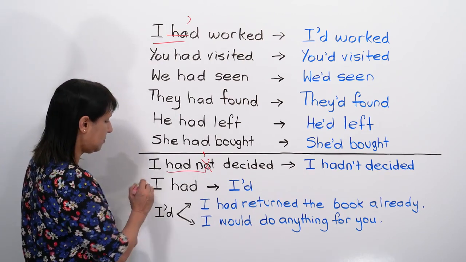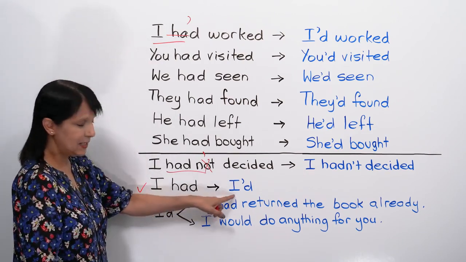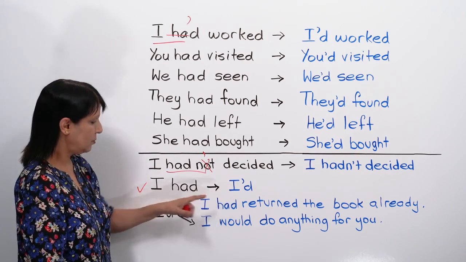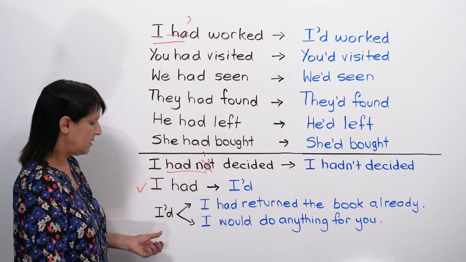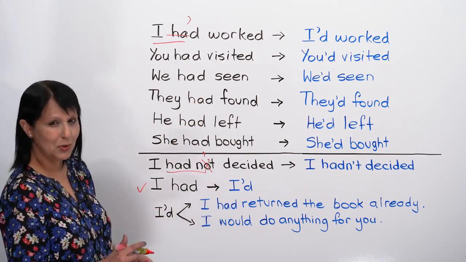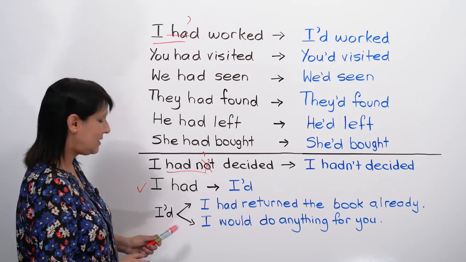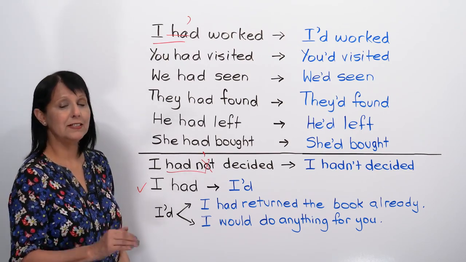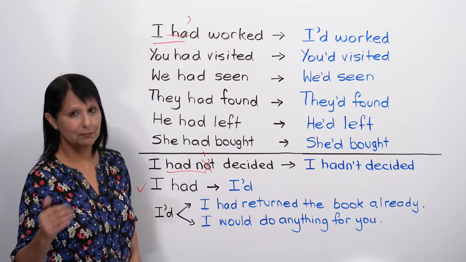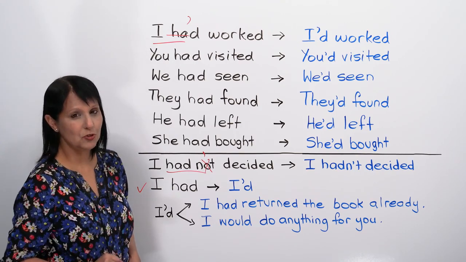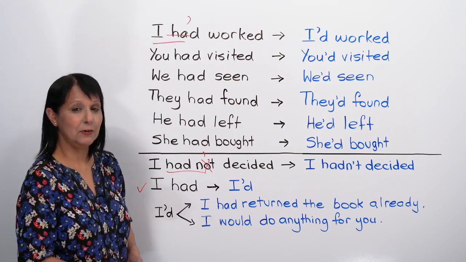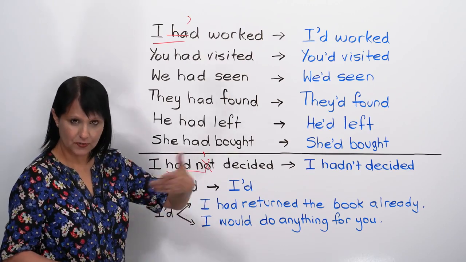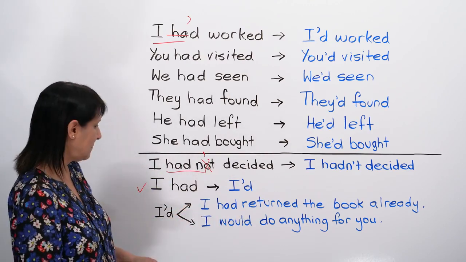So what happened here was that the I had became I'd, right? We saw that above there. But what I want you to know is that I'd by itself doesn't have to be past perfect. It could also be something else. And how do you know that? It depends on the rest of the sentence. Let's look at the example.